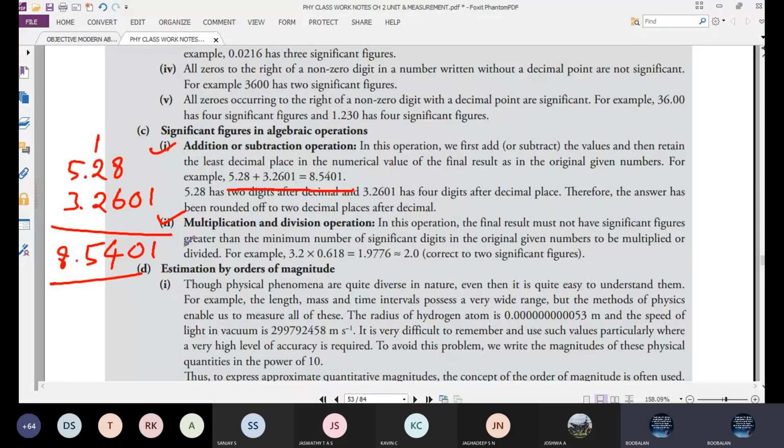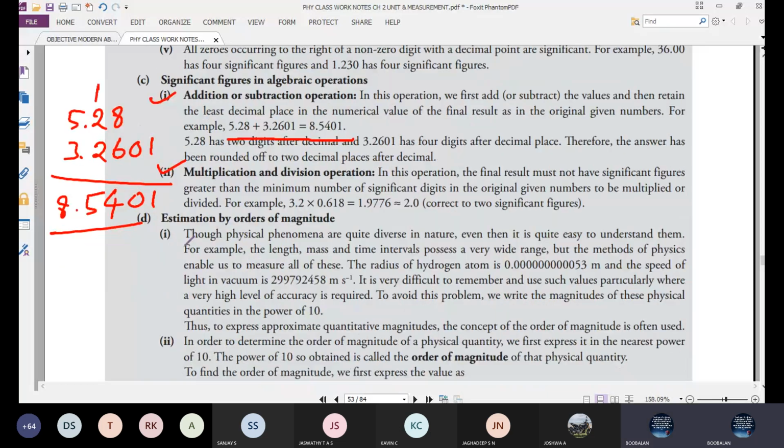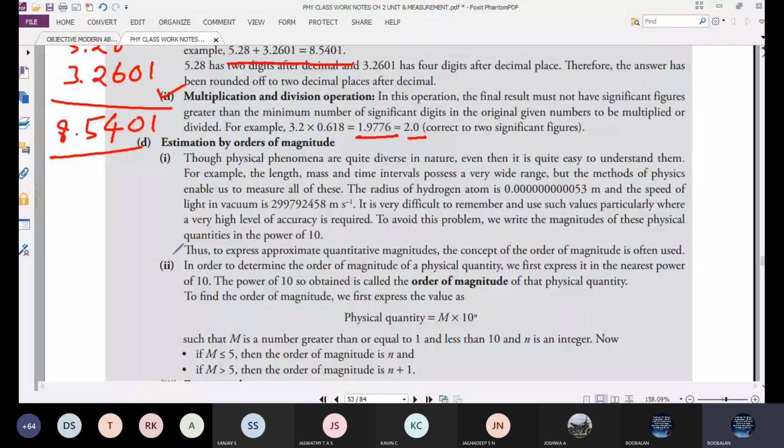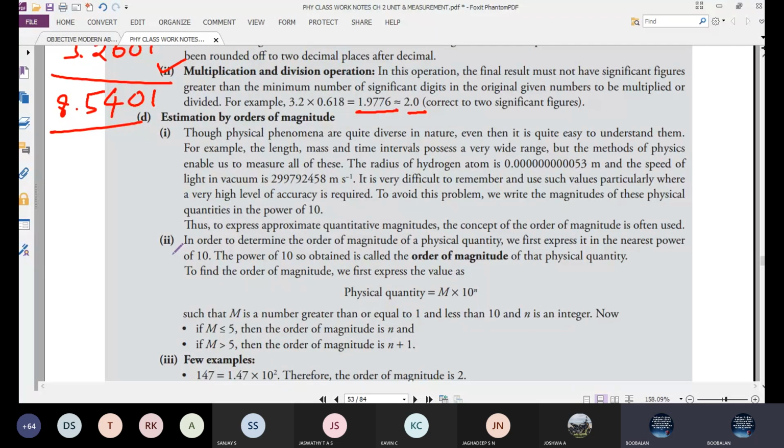See here, 1.9776 it is. So we round up, we can say 2.8, so 2.0. So next one, the order of magnitude. Order of magnitude means we can write in the power of 10. 1000 means 10 power 3. 100 is 10 power 2. It is called as order of magnitude.